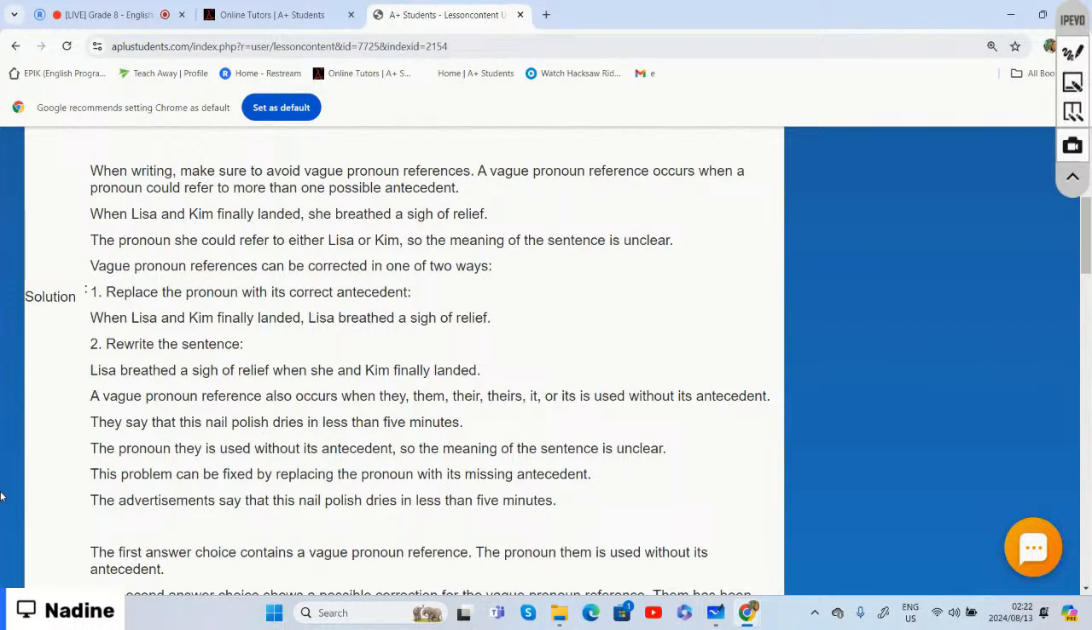Or we can also rewrite our sentence, right? So we either replace it or we rewrite our sentence by saying, Lisa breathed a sigh of relief when she and Kim landed. Now we are specifying who breathed a sigh of relief.